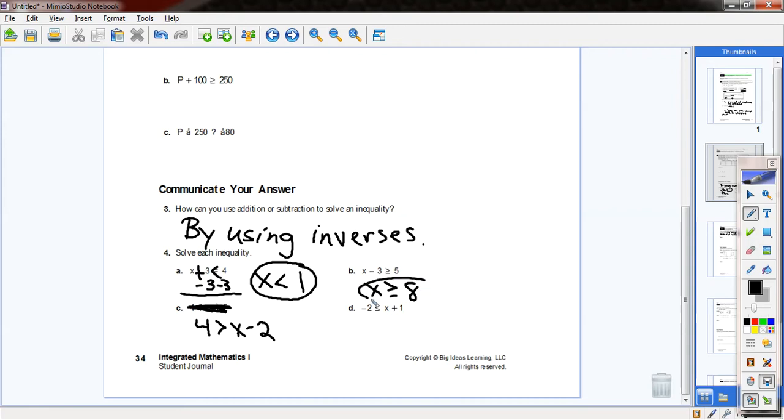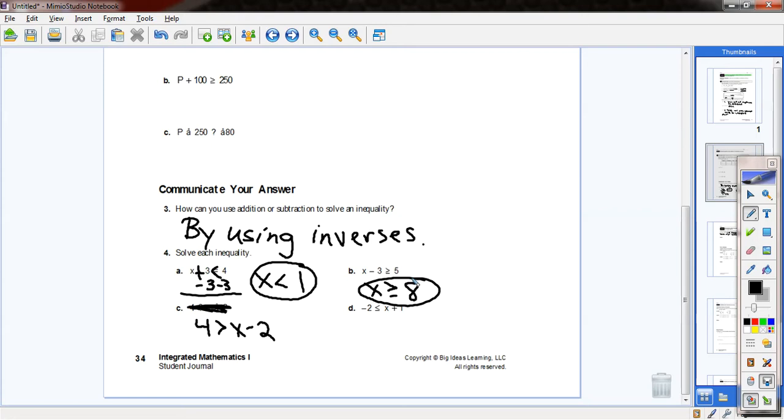Excellent. How about a volunteer to talk me through C? What do you have for part C here? Gavin? Add 2 to the 4. Okay, so what do you have on the left side? X is less than 6. Okay, so I really agree with that. X is less than 6.